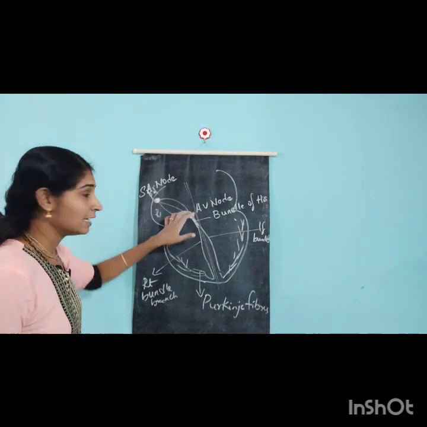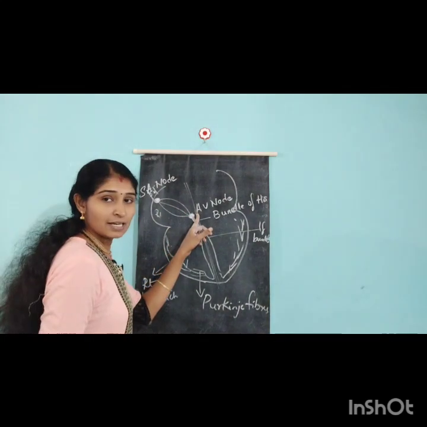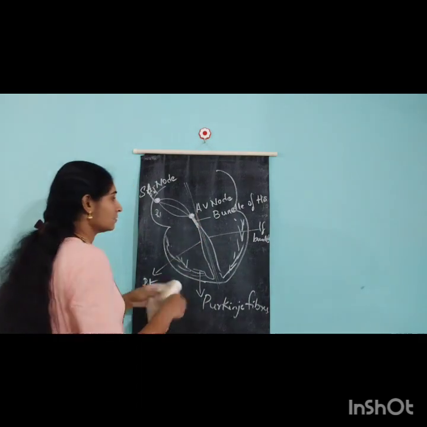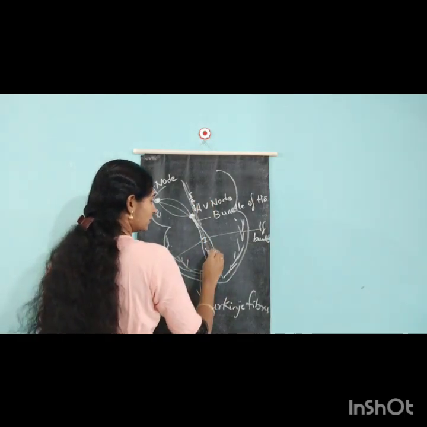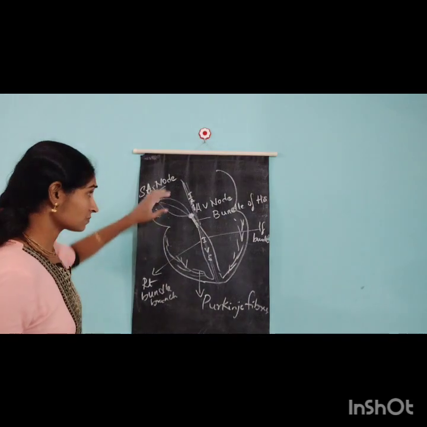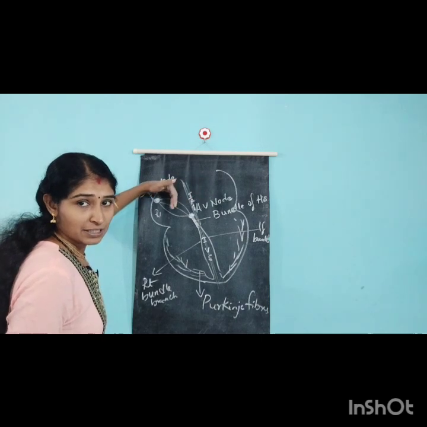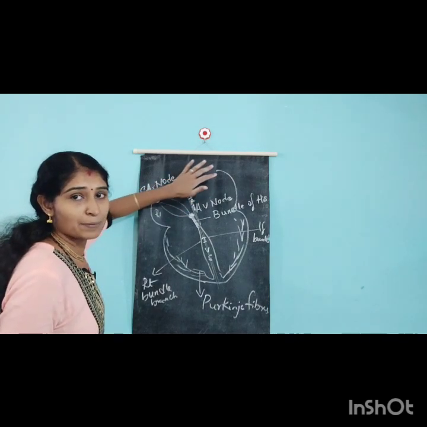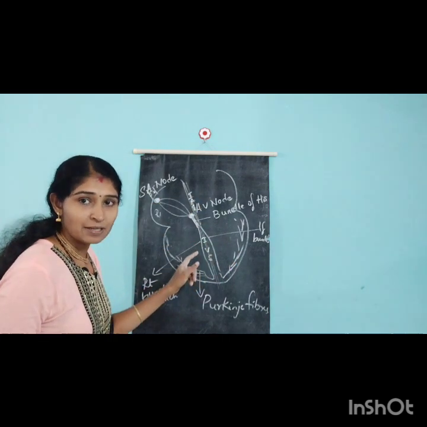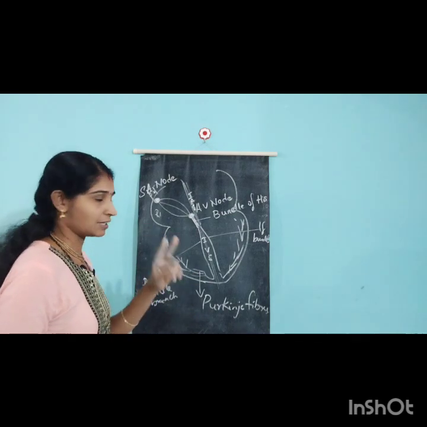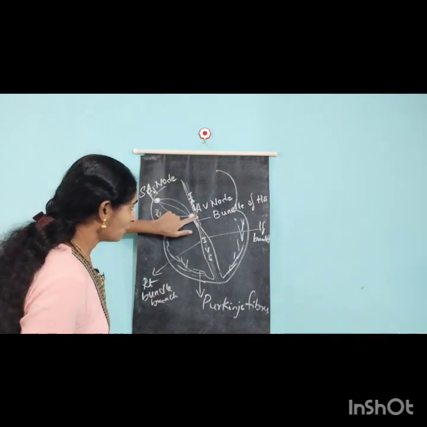AV node is present in the right atrium near the interatrial septum. See, this is the interatrial septum. We had studied about this interatrial and interventricular septum in the first session. So, interatrial septum is what? It separates the chamber. It gives a partition to the chamber. That is, the right atrium is separated from left atrium by interatrial septum. Right ventricle and left ventricle are separated by interventricular septum. Two septae we studied.